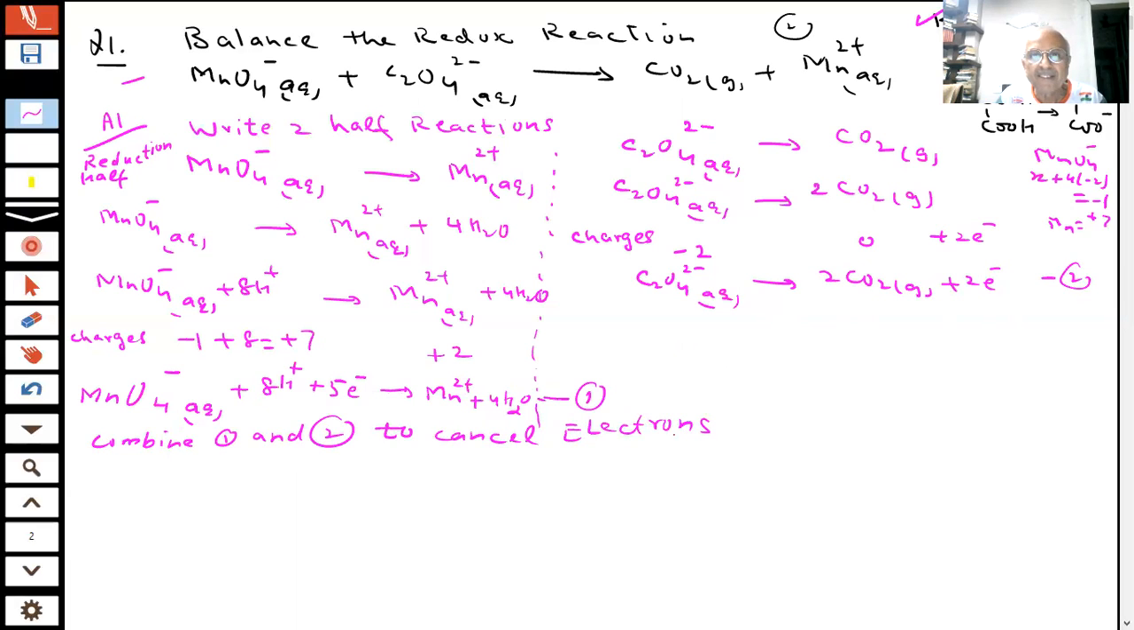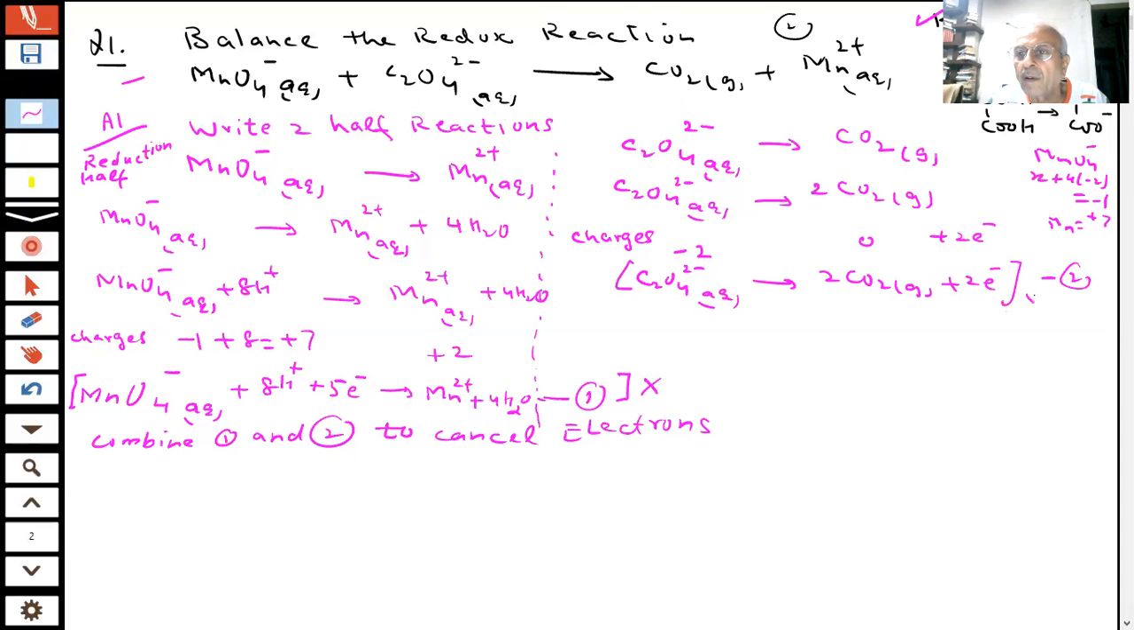You will combine by trying to see if the electrons in the two equations become equal, multiplying with the proper coefficient. What coefficients will you multiply, students? This is equation 2, this is equation 1. Here it is 2 electrons, here it is 5 electrons. How will they become equal? How much should I multiply?